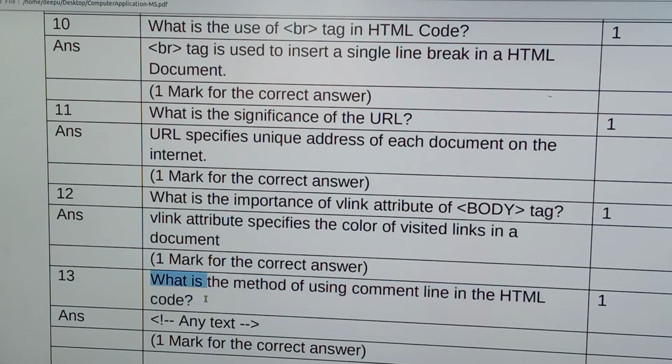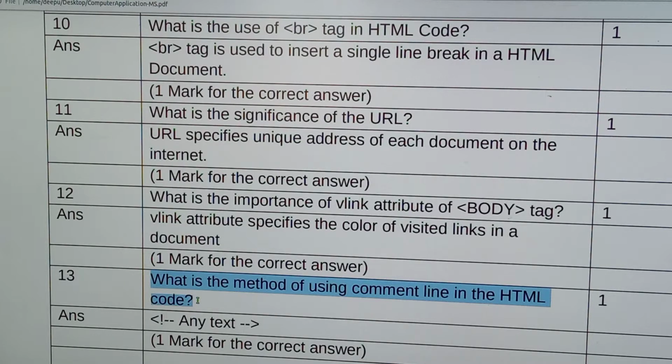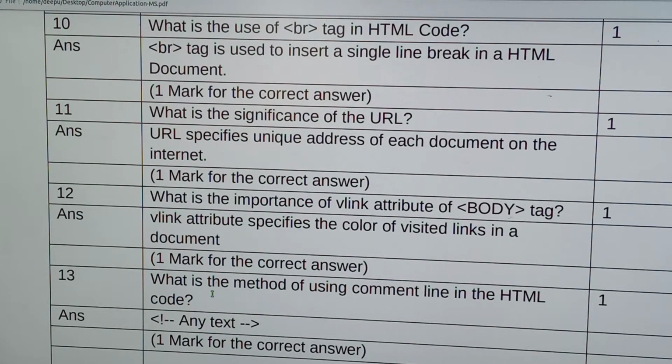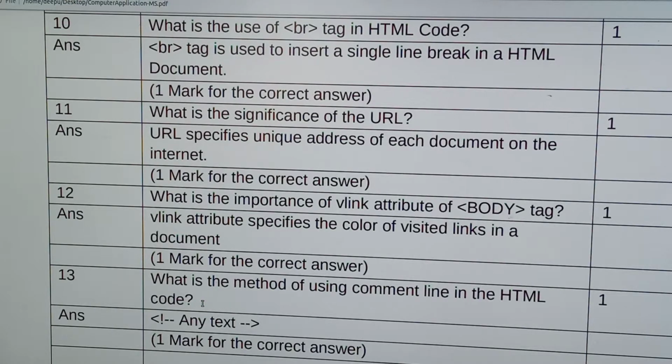So next one, question number 13. What is the method of using comment line in HTML code? So a comment is nothing but, for example, if you want to increase the readability of a document, you can add the comment to an HTML document. The comment is not run while we are running that web page. So comment is simply what we can give by using it like this. This is the way for a comment.